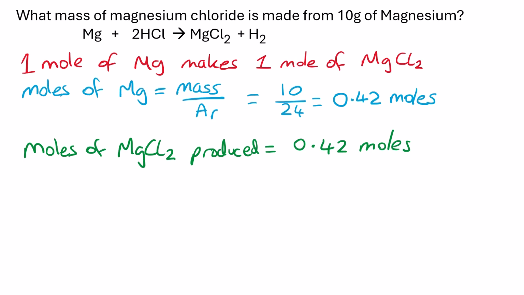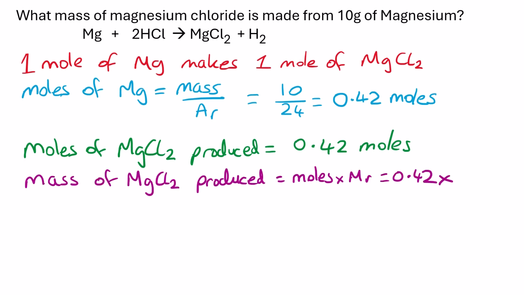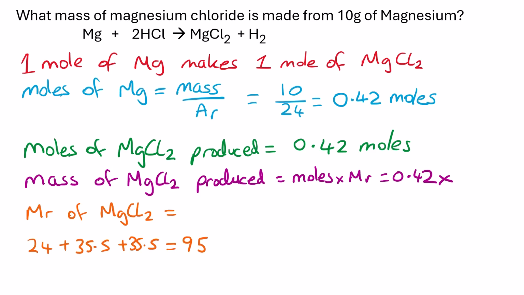So mass of magnesium chloride is moles times Mr, so that's 0.42. And then we need to work out the Mr of magnesium chloride, which is going to be 24 plus 35.5 for each of the 2 chlorines, and that comes to 95. So we put that into our equation, and the answer we get is 39.9 grams.